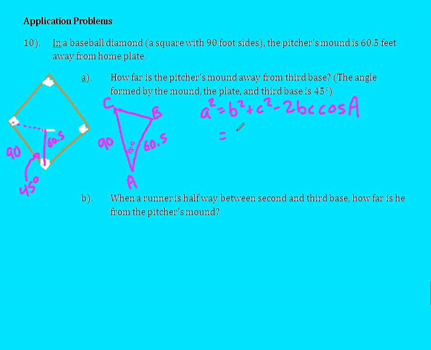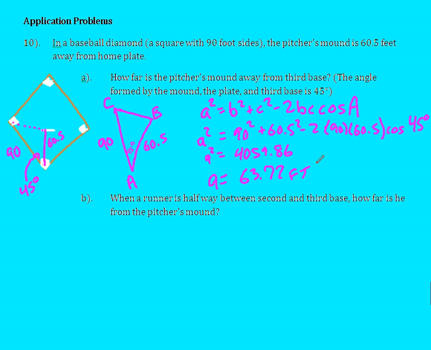Plug and chug, A squared will equal 90 squared plus 60.5 squared minus 2 times 90 times 60.5 times cosine of, well, angle A is 45 degrees. A squared then equals, in the end, 4059.86. Take the square root, I get A equals 63.72 feet as a result. If you can do part A, then you're in good shape for your test.